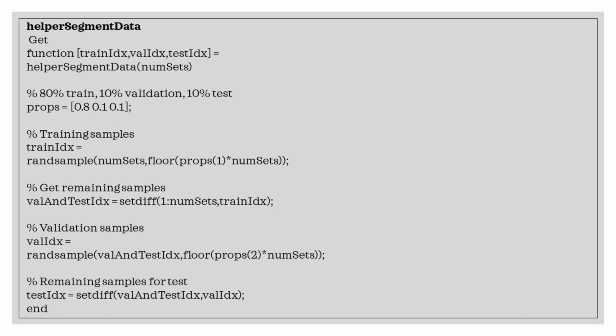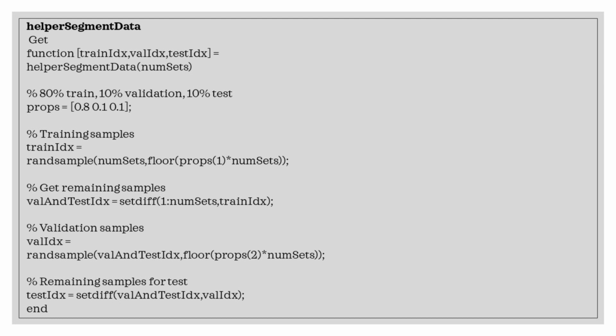% 80% train, 10% validation, 10% test. props is equal to [0.8 0.1 0.1]. This comment indicates the proportions of the dataset to allocate for training, validation, and testing. In this case, 80% of the data will be used for training, 10% for validation, and 10% for testing. These proportions are stored in the props array.